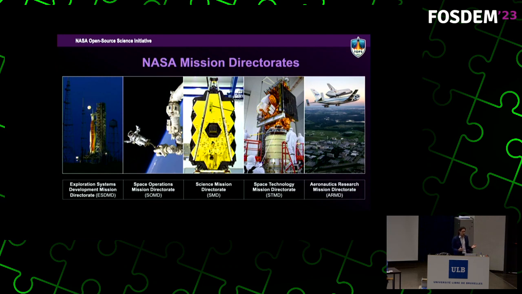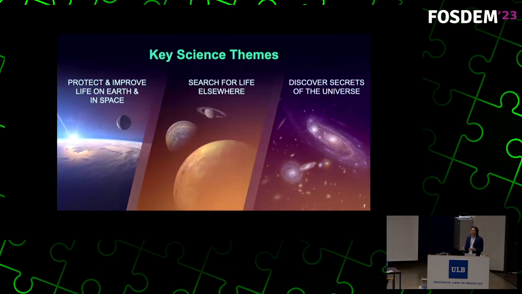I'm going to focus most of the rest of my talk on the Science Mission Directorate, but a lot of what I say for SMD also applies to these other activities. So what does the Science Mission Directorate do? It has three key science themes: to protect and improve life on Earth and in space, to search for life elsewhere, either within the solar system or at planets circling other stars, and to discover the secrets of the universe. These are, I think it's fair to say, pretty big questions that affect all of humanity, and that's what we're working on in the Science Mission Directorate, to try and answer these questions.